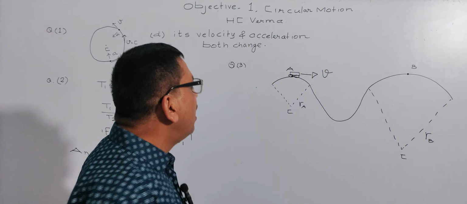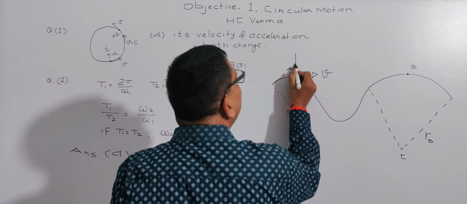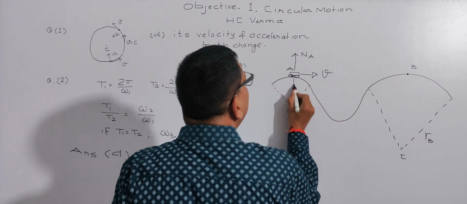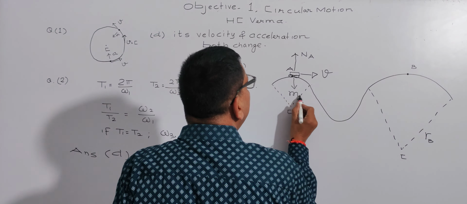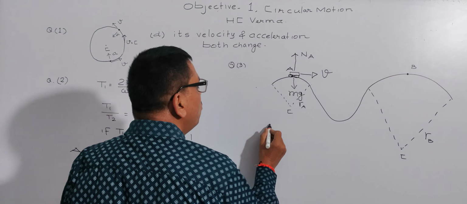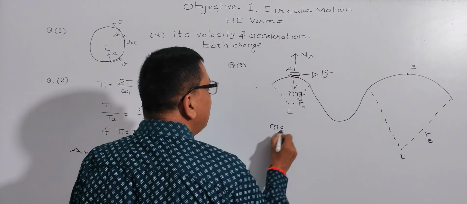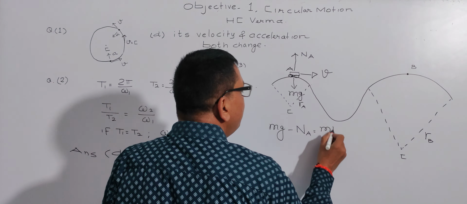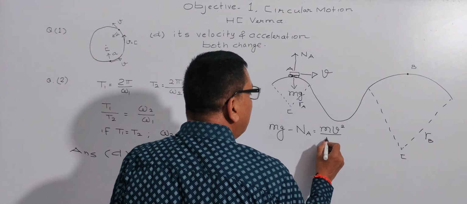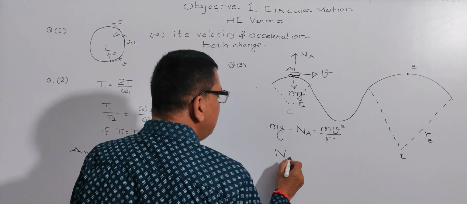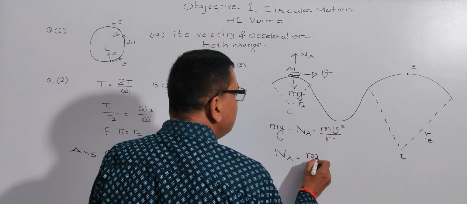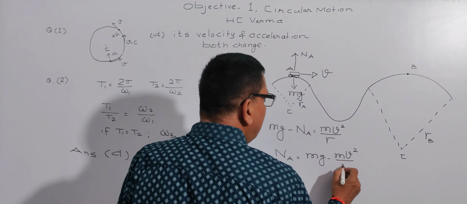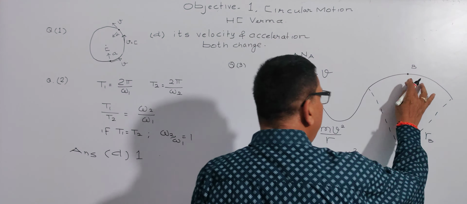Now let us see, the normal reaction here is NA, right? And weight is acting in the downward direction, mg. Now I can say the centripetal force, the net force towards the center, is mg minus NA, which can be written as m v square by r. So the normal reaction at A can be given as mg minus m v square by r, and similarly NB can be found.